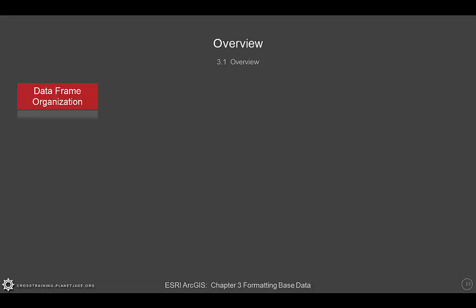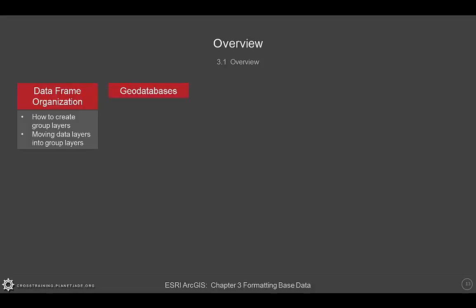You probably have a lot of data in there, and it can be kind of confusing to figure out, have I modified that layer yet or not? So there is a way to organize your data frame, and we do that through creating what are called group layers, and then we can move our data layers into these group layers.